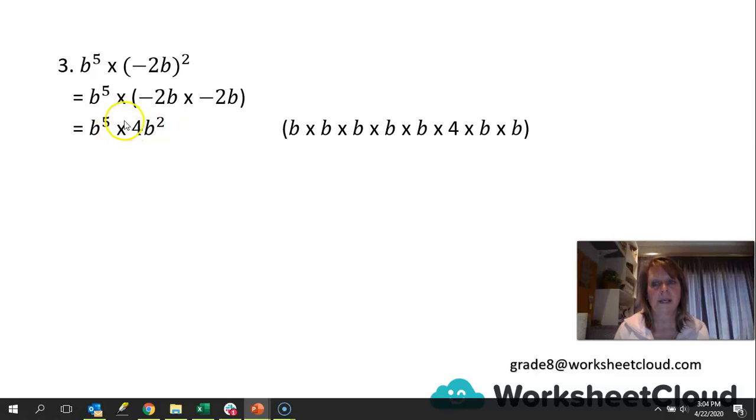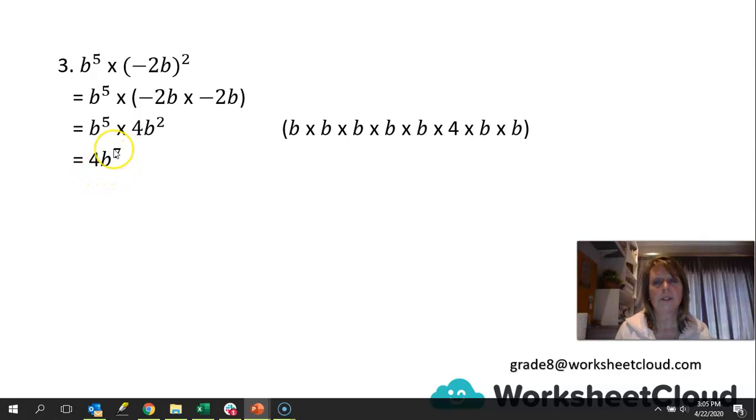Now this is a multiplication, so this changes things. If that was an addition sign, those would be unlike terms, but it's not, it's multiplication. So we can expand that by going b times b times b times b times b, which is that part of it, times 4 times b times b. When we've got multiplication, we add up how many b's we've got. So we would have 1, 2, 3, 4, 5, 6, 7 b's times 4. So it's 4b to the power of 7.